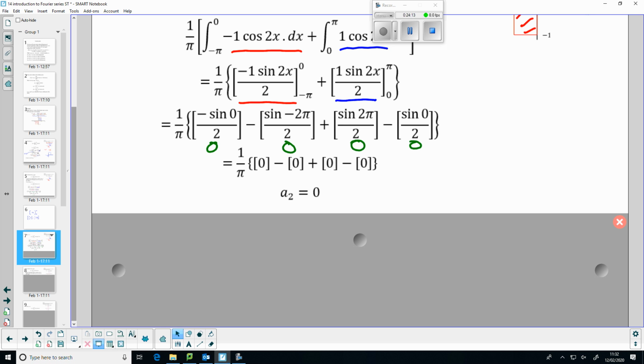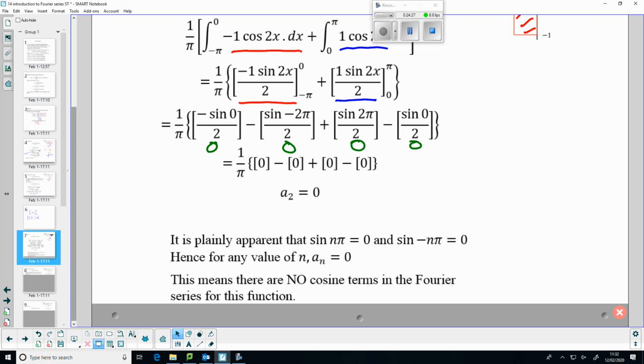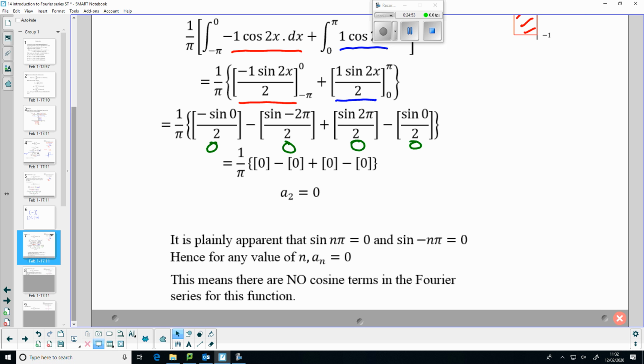Right, look where n has turned up. That n is equal to 2, underneath the rules, hasn't made any difference to the result. It should be apparent that whatever the value of n, we're going to end up with the same top lines, because minus 3 pi, sine minus 3 pi is 0. Sine 3 pi is 0. 4 pi, 5 pi, 6 pi, 7 pi. Whatever we make n, we're going to end up with a result of 0. This means there are no cosine terms in the Fourier series. So we don't need to check a constants anymore.